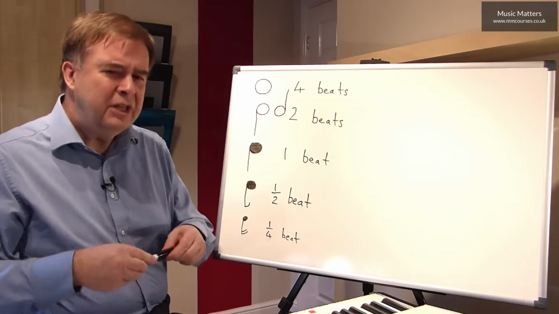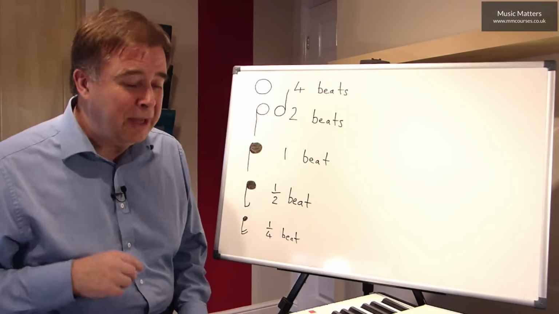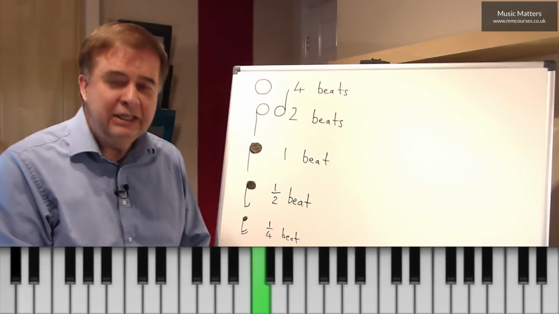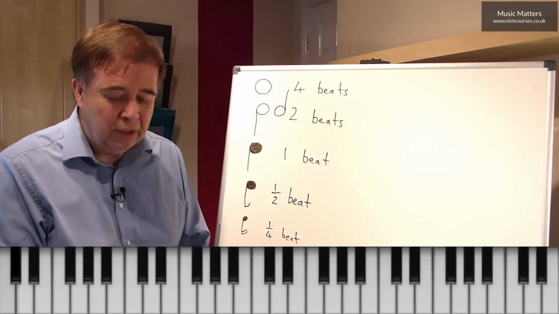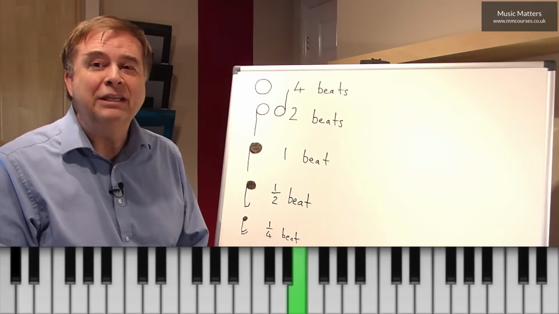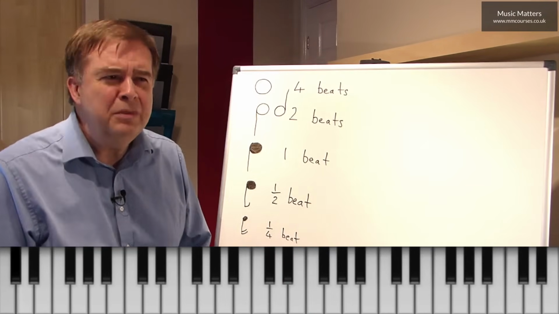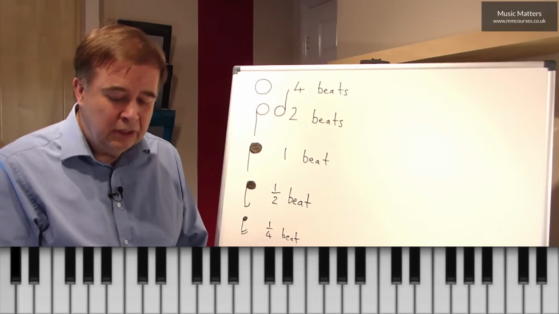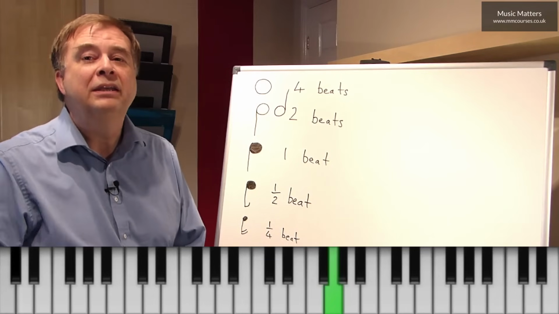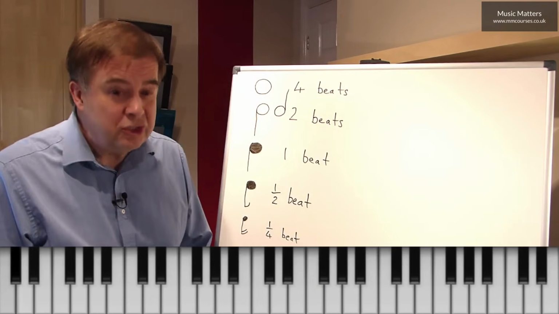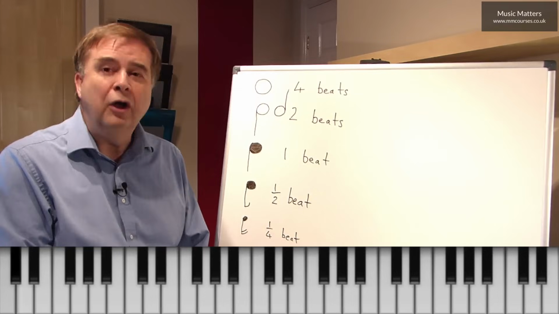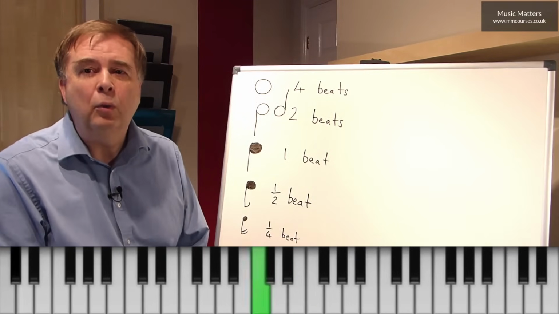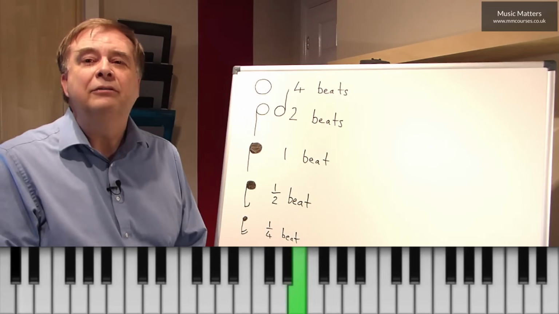Now, what do those actually sound like? We started by thinking about the semibreve a few moments ago. If this is a semibreve, one, two, three, four, one, two, three, four, and then we move on to minims, you'll see how it works. One, two, one, two, one, two, one, two. If we go on to crotchets, we'll have one note on each beat. One, two, three, four. One, two, three, four.